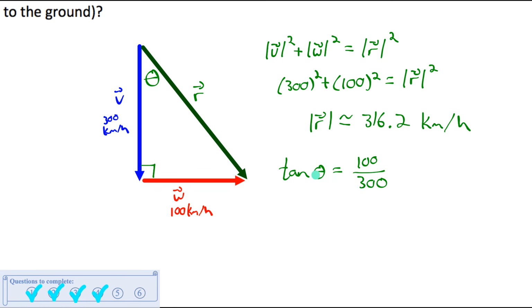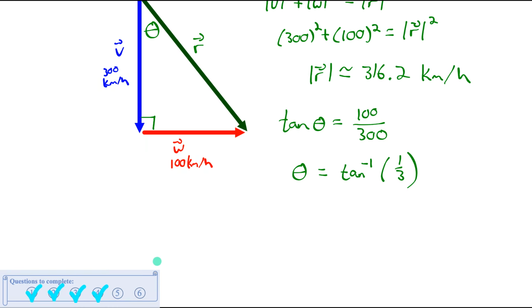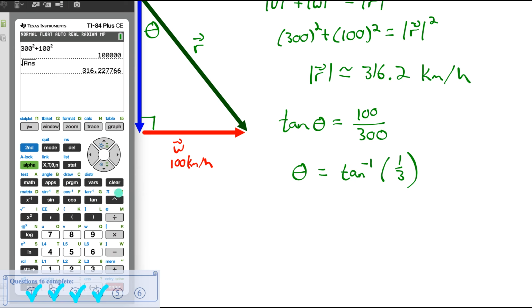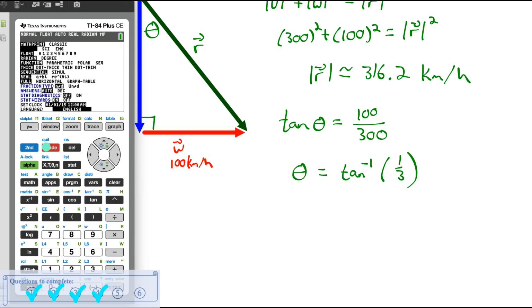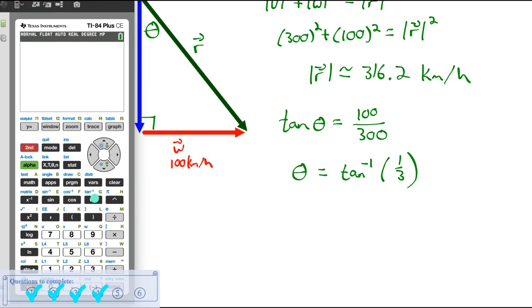And if we want an angle and we know the ratio, to find the angle, we do inverse tan of the ratio, which is a third. So we'll do inverse tan of a third, and we're working in degrees for this question, so let's make sure my calculator is in degrees. I get about 18.4 degrees.